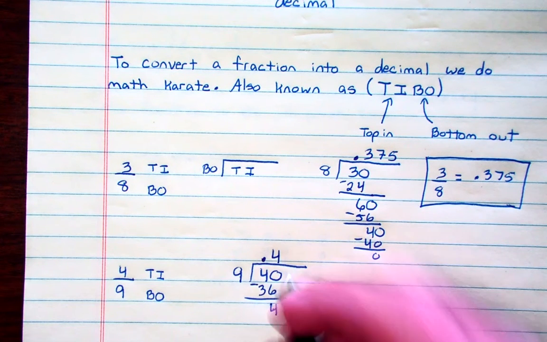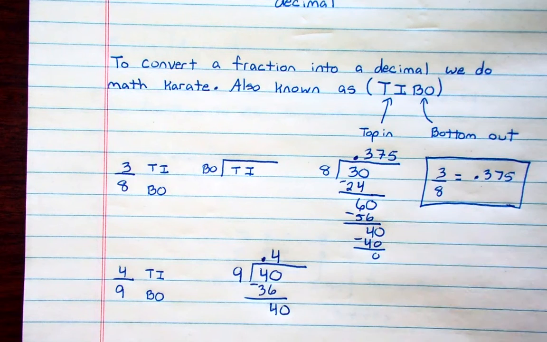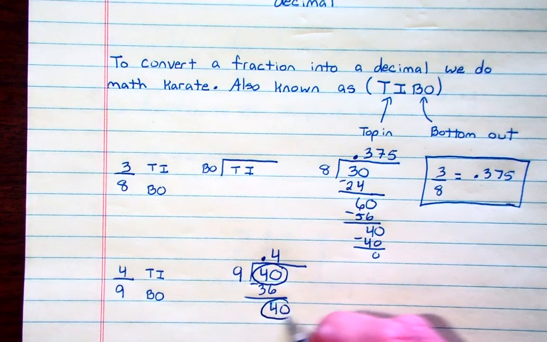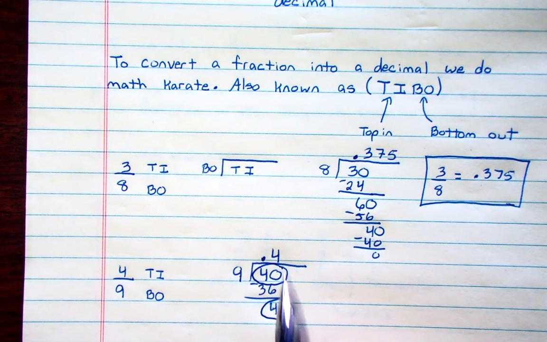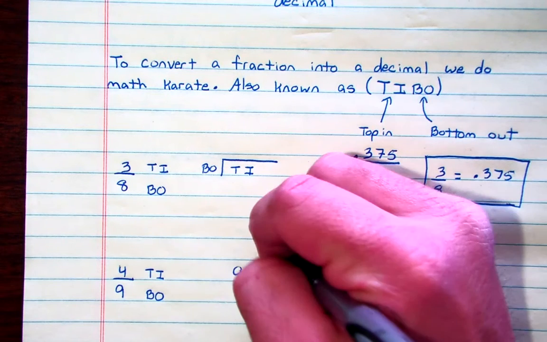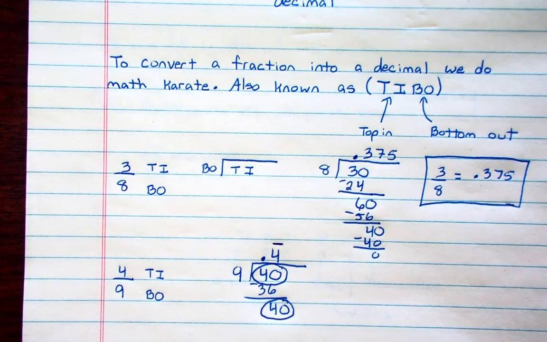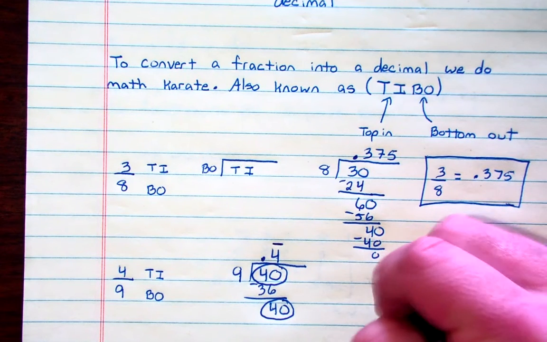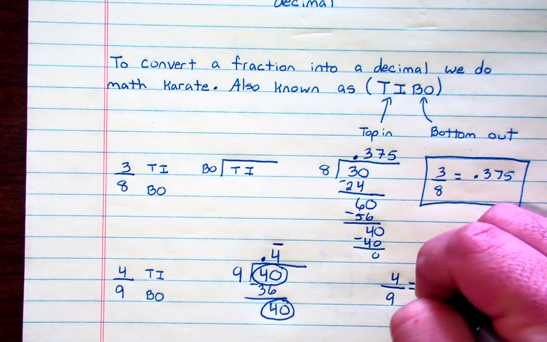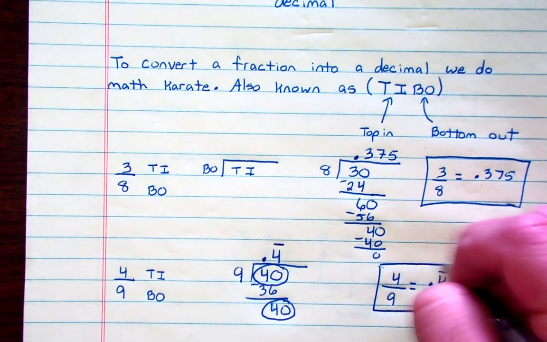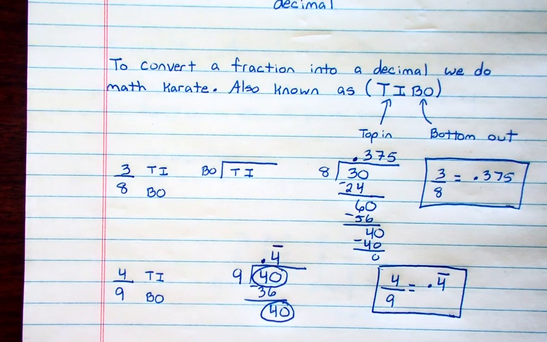Since I have a remainder, add a 0. But I want y'all to see something. You'll see how these two numbers repeat right here? That means this number right here is going to keep repeating forever and ever. So instead of doing that math forever, I'm just going to put a bar over it. That bar means it's just going to keep repeating. So 4/9 is equal to 0.4 repeating. There's your answer.